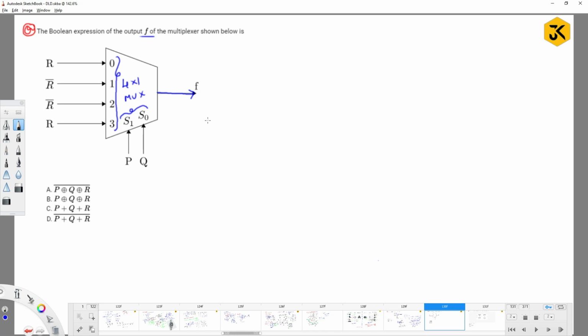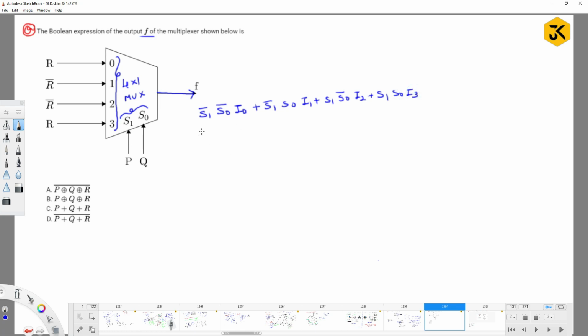So how is the first input selected? The first input is going to be selected as S1 bar S0 bar into I0, input 0, and S1 bar S0 into I1, S1 into S0 bar into input 2, S1 into S0 into input 3.